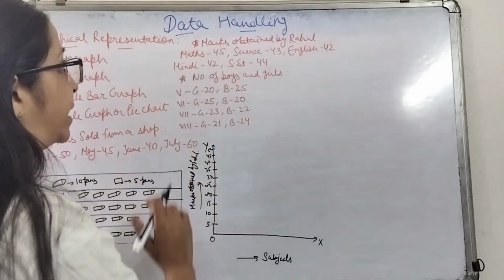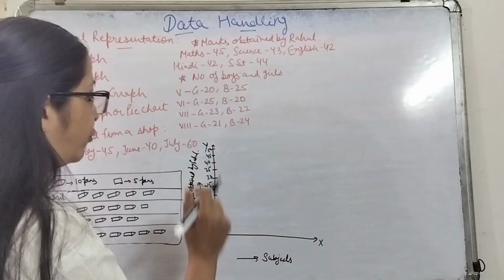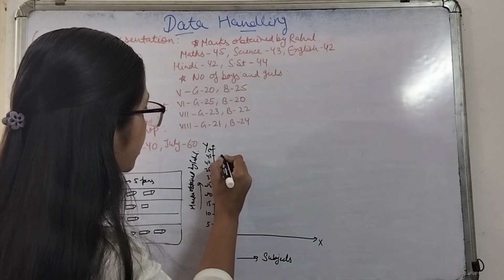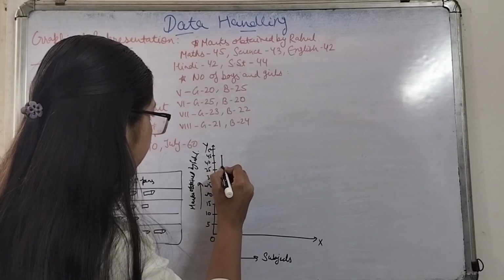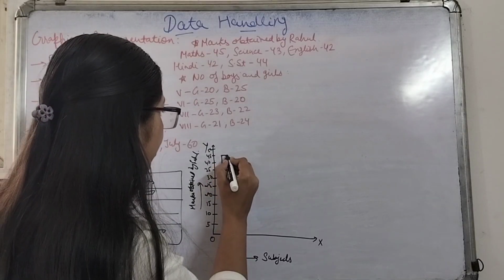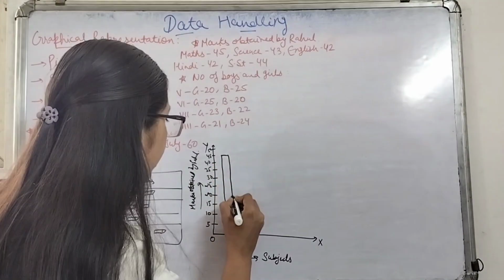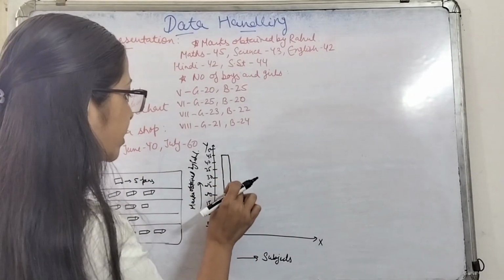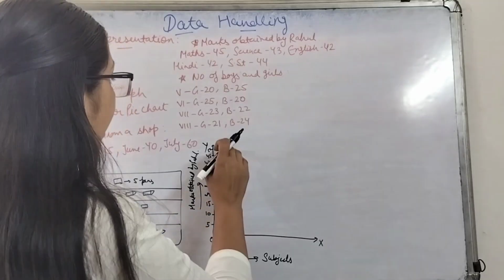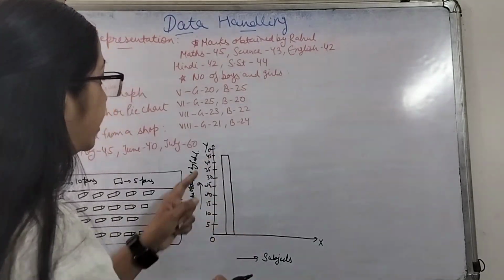Now we will be making rectangular bars. For maths we will be taking 45. 45 means it is this point. This point is your 45. So we will be making a rectangular bar like this. Using a ruler we will be making. Width of all the rectangular bars should be same, and height, its height shows the marks.